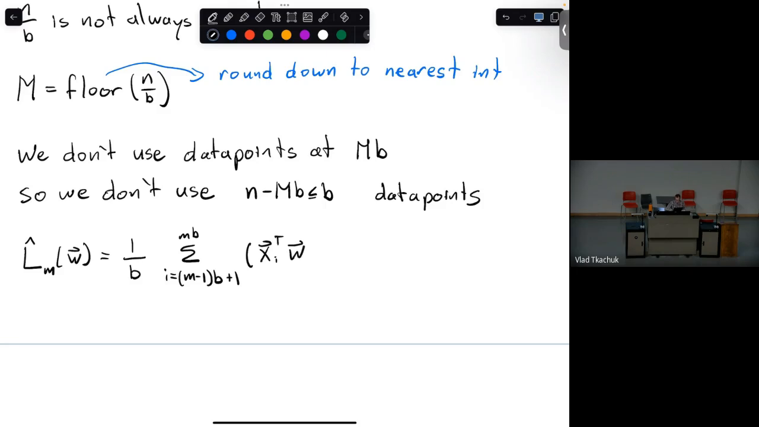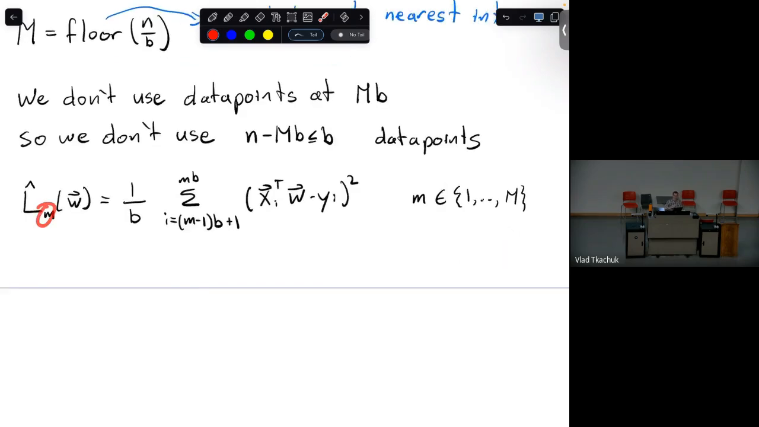except now you just do the sum over fewer things. So it's a sample mean estimate of the expected loss, but using only B data points, one mini batch of data points. And m here is an element of 1 up to M. There's a capital M of mini batches, so little m just represents which mini batch we're doing this for. So you have a different estimate now for every mini batch.